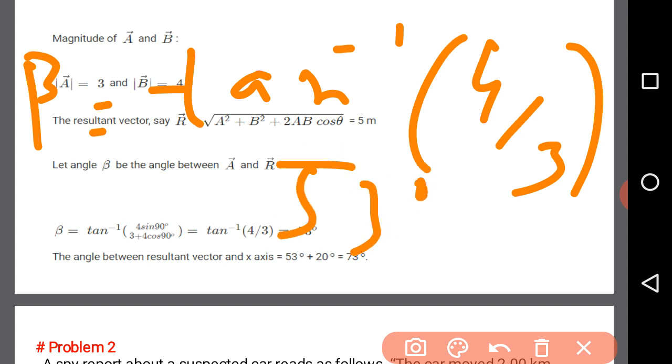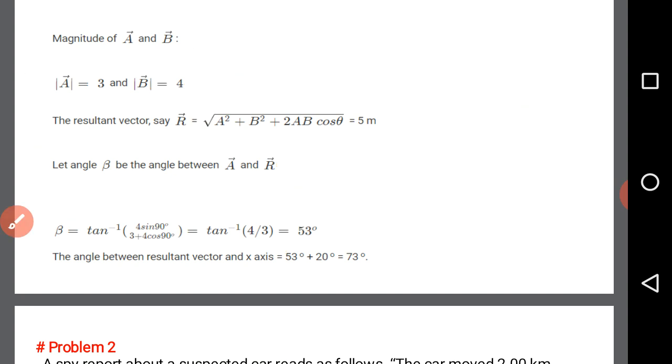Okay, so the resultant vector is in the direction of x, and the previous 20 degrees you have to add here. Then you find the angle between the resultant vector and the x-axis, because vector A is at 20 degrees, right? So that 20 you must add here.